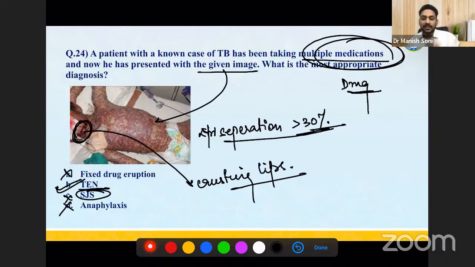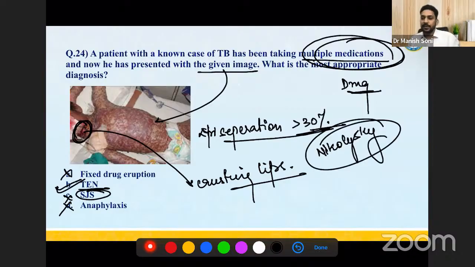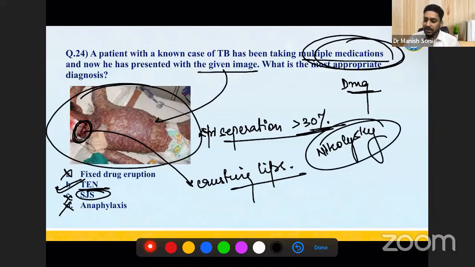Which sign can you elicit in this case? Nikolsky sign. Because the skin is separating, if you apply pressure, it will separate further. So all these points point towards TEN, that is toxic epidermal necrolysis. If a similar image comes in your exam, identify the condition. It is TEN, generally associated with anti-epileptic drugs. So some drug history is always mentioned in the question.